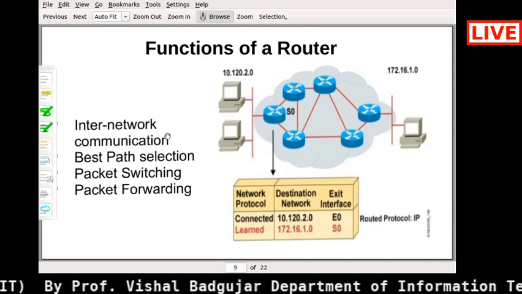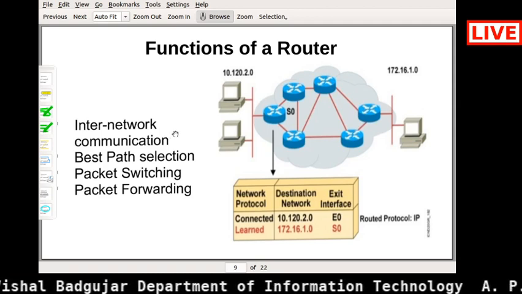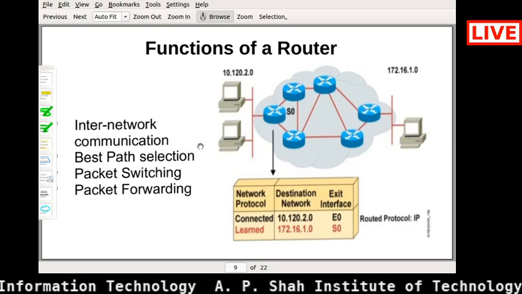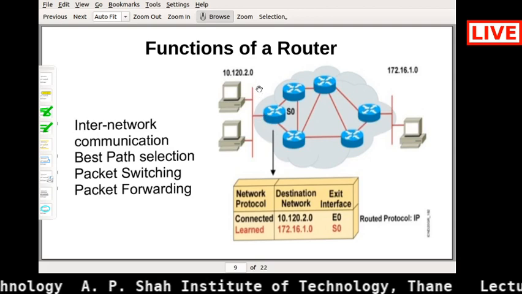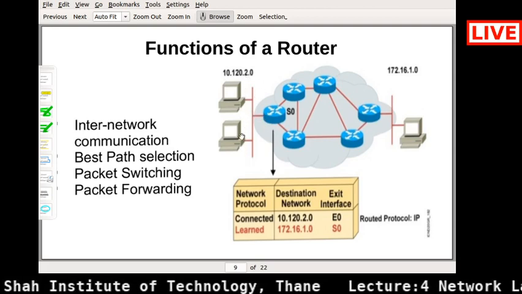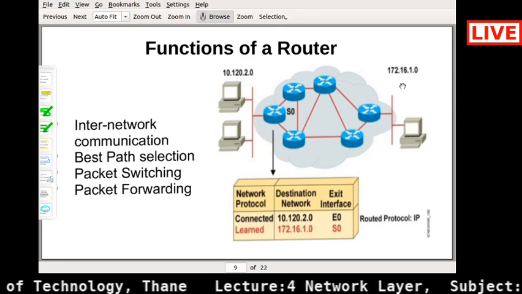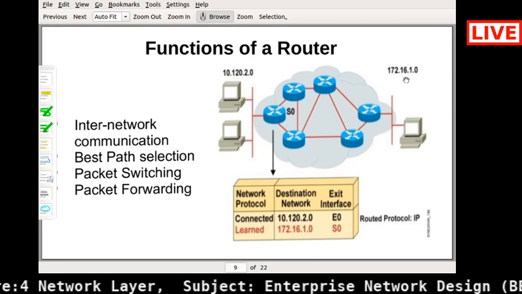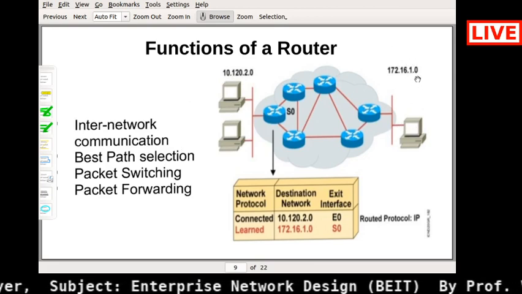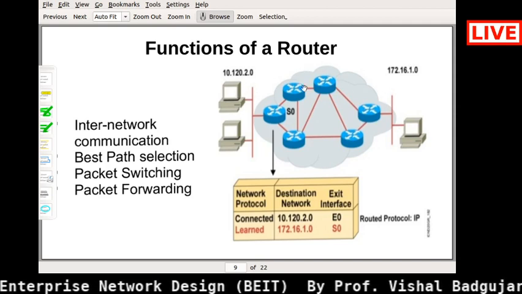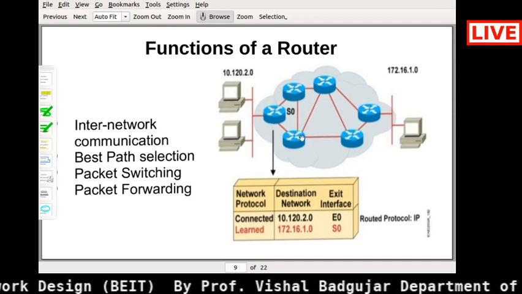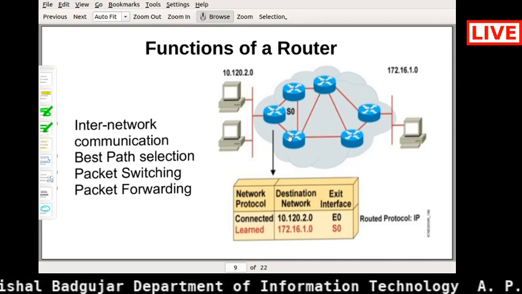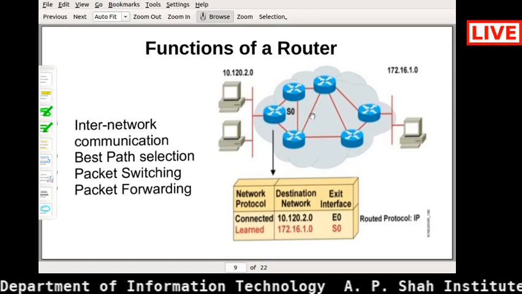So what are the functionalities of a router? As I told you, it is for sending and receiving packets between two different networks. If you consider this diagram, there is one network here and a different network there. If you can see the IP addresses, 10.120 is one network and 172.16 is a different network. In between these two networks we are using an inter-networking device, that is the router at layer 3. It will be responsible for inter-network communication.